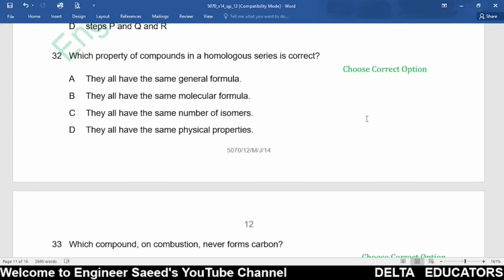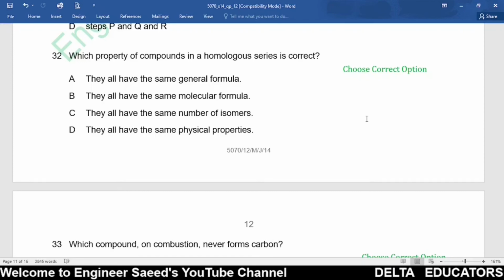So all the members that are included in alkanes will have the same general formula, and this general formula is CnH2n+2. Same thing for alkene. In alkene, the general formula is CnH2n. In alkyne, it is CnH2n-2. So option A is the correct one. What is given in other options?